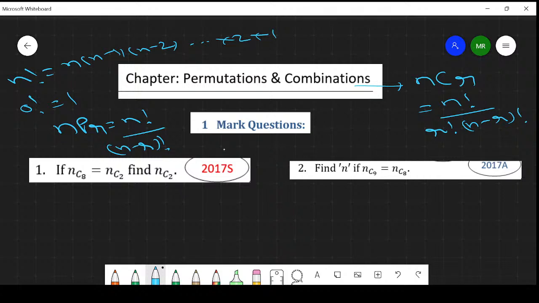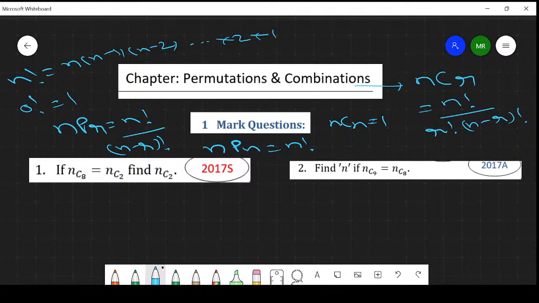Remember, when they talk about nPn, you get n factorial. Why? Because nPn means n factorial by n minus n factorial, and 0 factorial is considered as 1. nPn is always n factorial. Whereas if you take nCn, see the difference, nCn is always considered as 1.